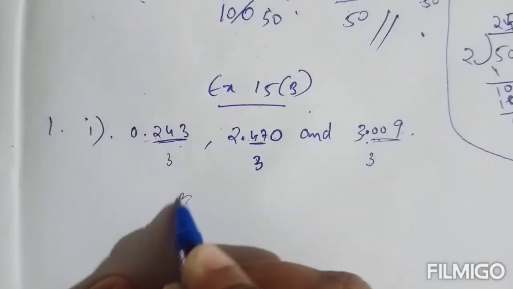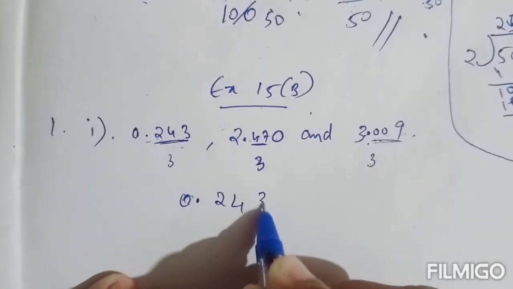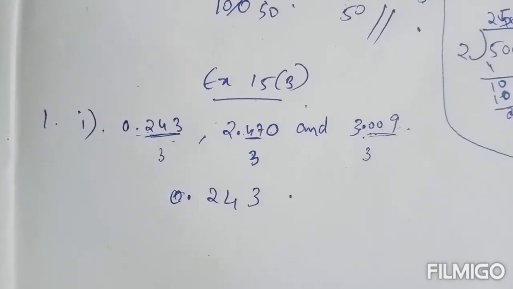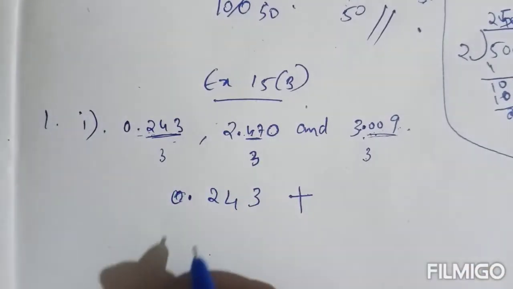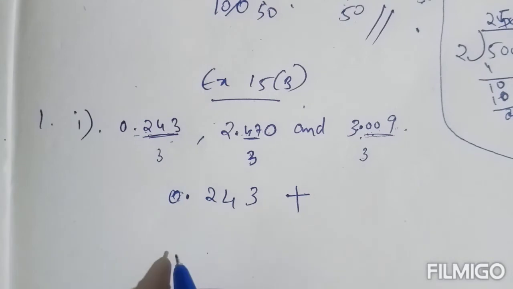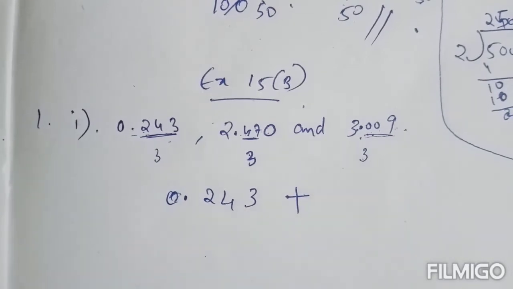Now you can add 0.243. The first decimal fraction you can write. The second decimal fraction you can write below the first, such that the decimal points are in the same vertical line, or the same places are in the same column.